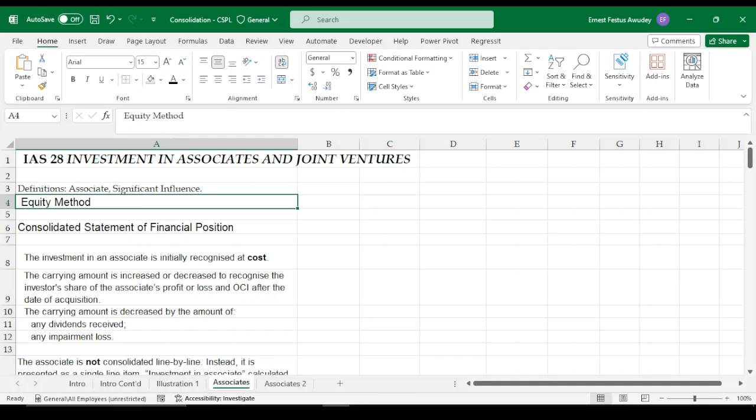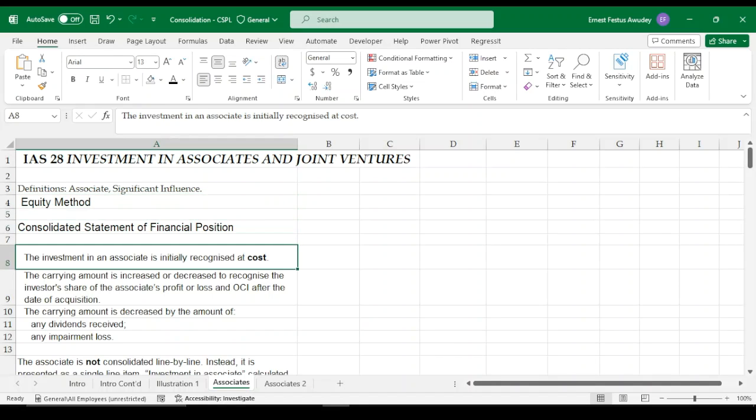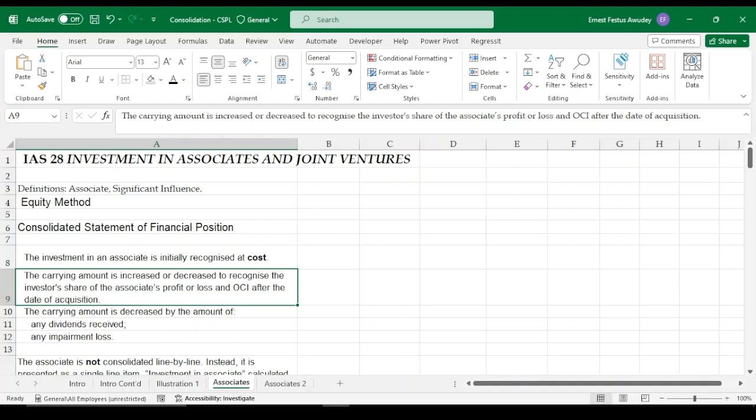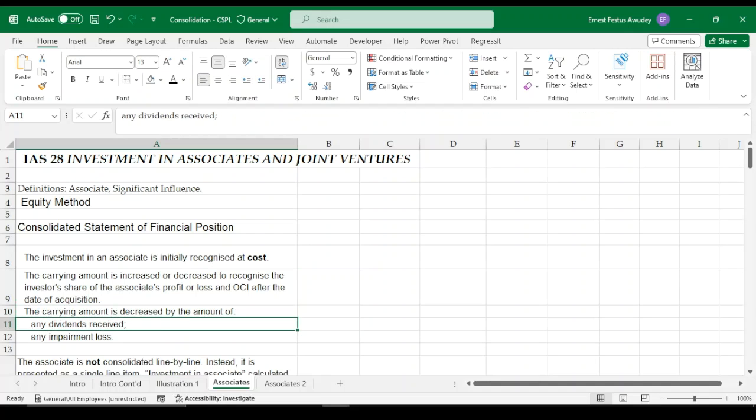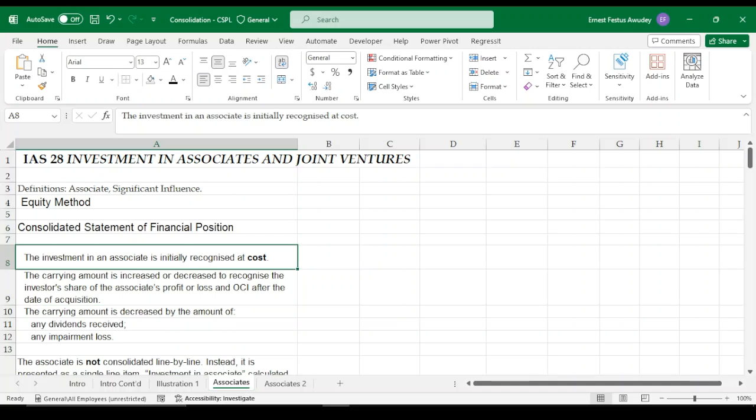Now, when it comes to associates, we have what we call the equity method of accounting. In the consolidated financial statements, what you should know is that we account for an associate using the equity method. I have defined the equity method here in point form. So when we talk about the equity method, this is as opposed to the acquisition method.